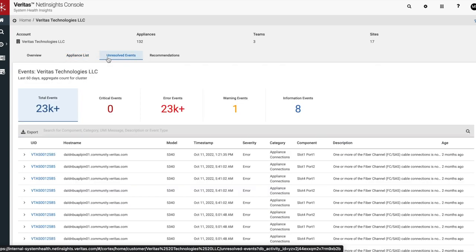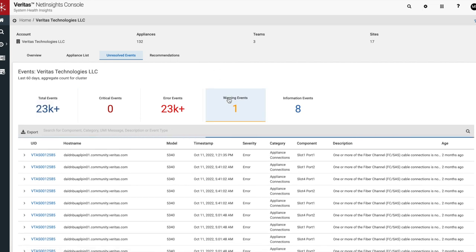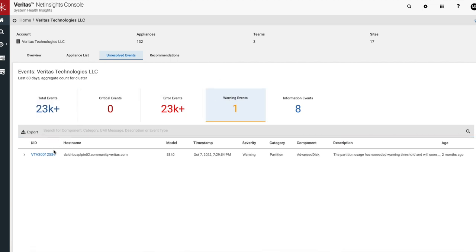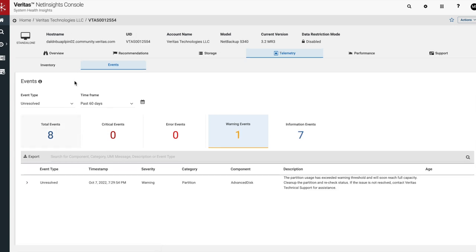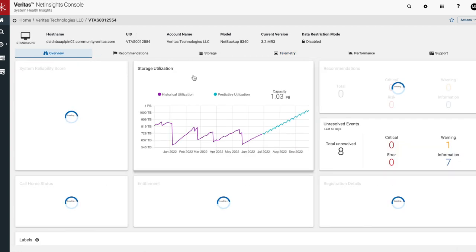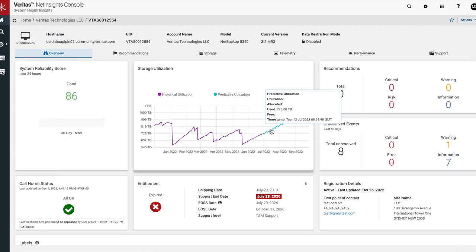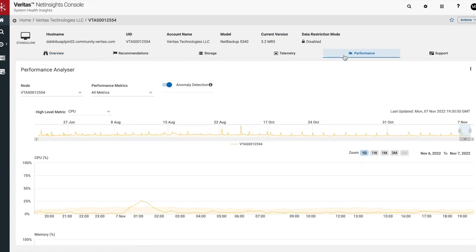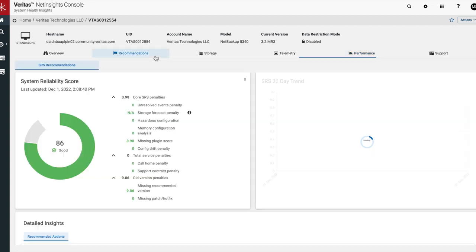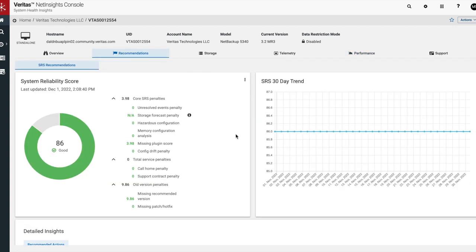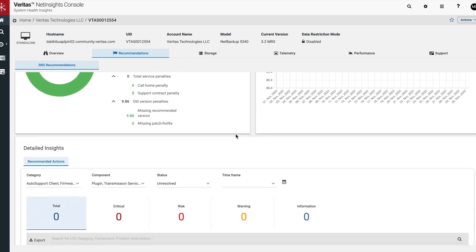Veritas appliances also enhance lifecycle management with NetInsights Console, which hosts a variety of capabilities that simplify management, making the customer experience seamless through predictive insights and active system monitoring. With detailed appliance health indicators and relevant recommendations for maintaining system health, SHI can simplify management while enhancing the overall functionality of your environment at every stage of its lifecycle.